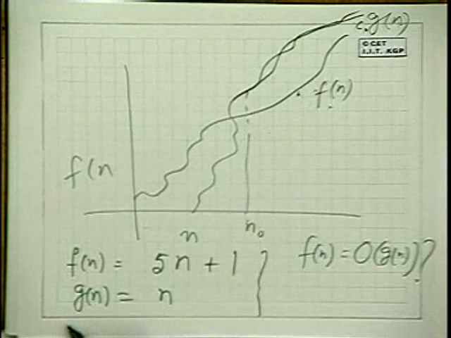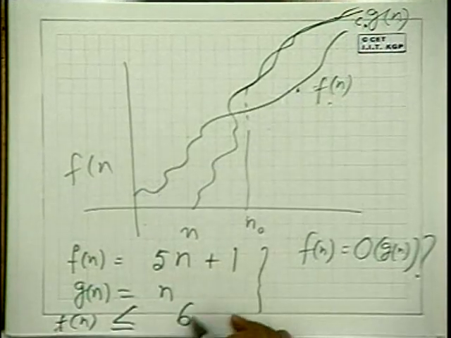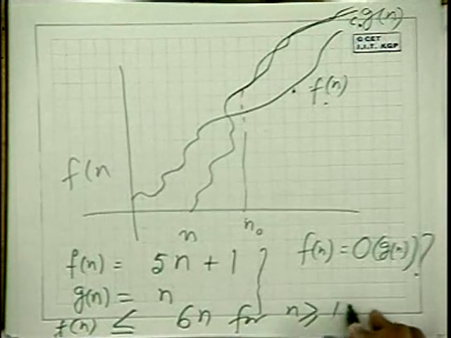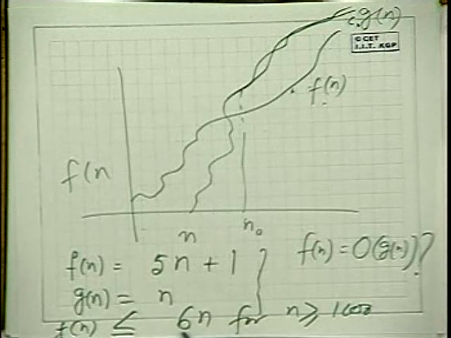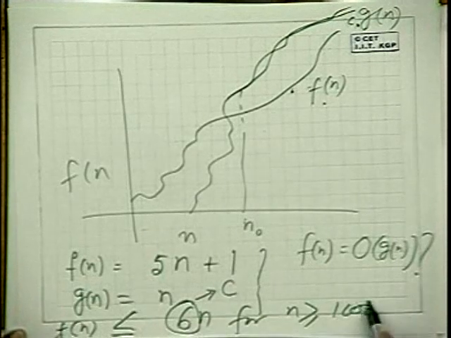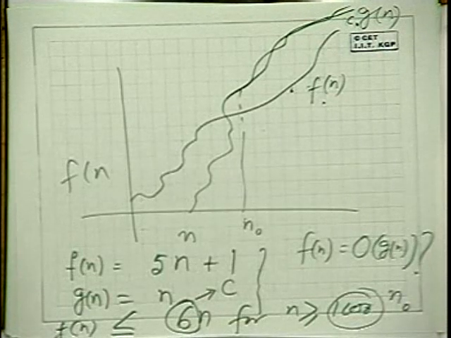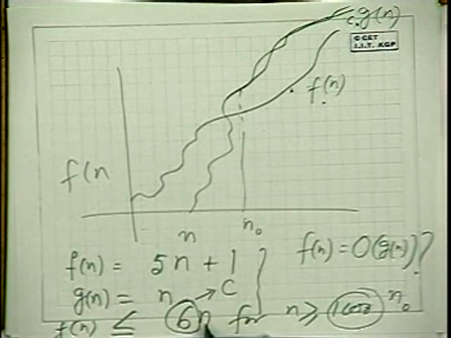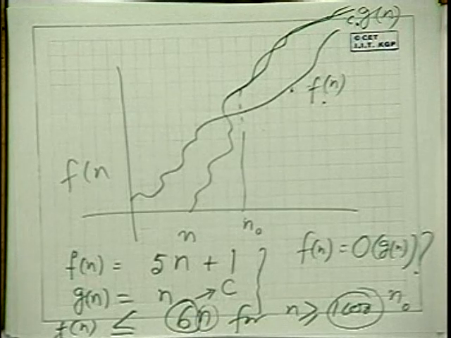How? I can always say f(n) is less than or equal to say 6n for n greater than 100. Can't I say this? We can say this, right? So now I have already shown you a constant c, this is c in my definition, and a constant 100, this is n naught. So I have given you c, I have given you n naught. So g(n) must be this function n. Is it clear to you why f(n) is equal to order of n now? Any question?